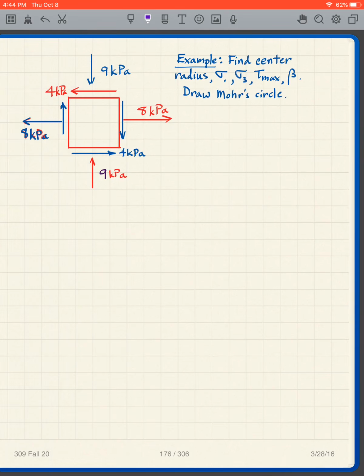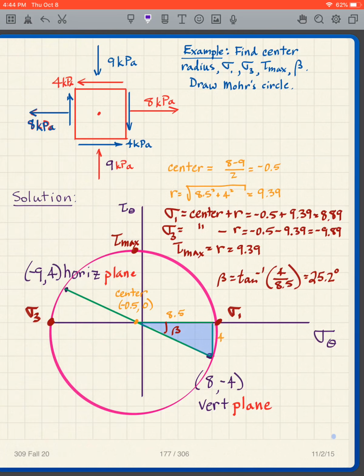Now try this one. I know I'm going through way too many of these, but you should be able to get them down pat. So pause the video, do this problem. Okay, assuming you've paused it, what do I have? I look at the vertical plane, for instance. That's tension, so that's 8. That's clockwise about the center, so that's negative 4. So on the vertical plane, I have 8, negative 4.